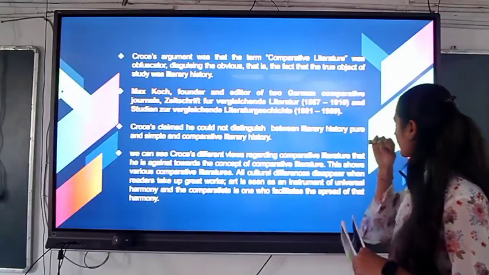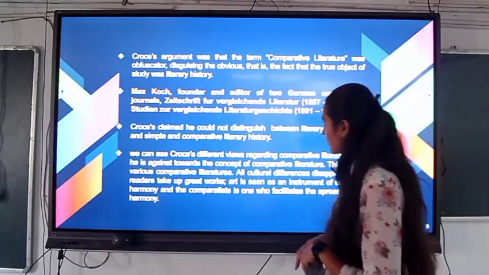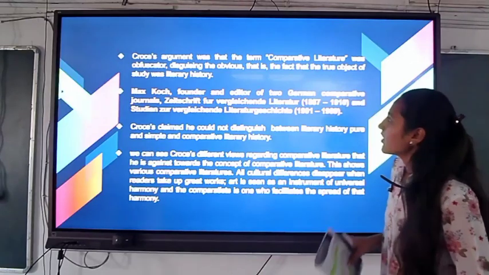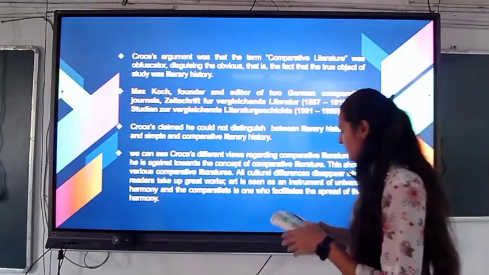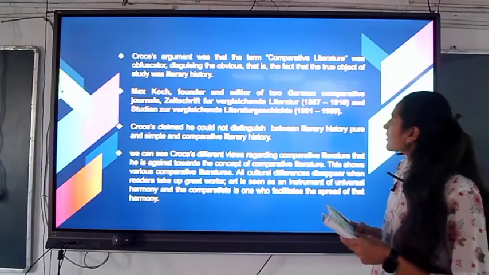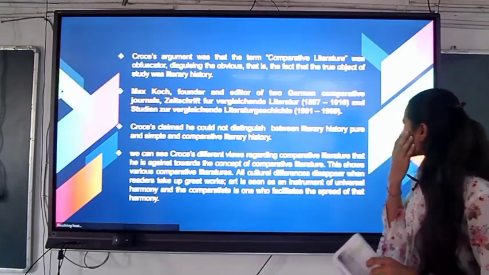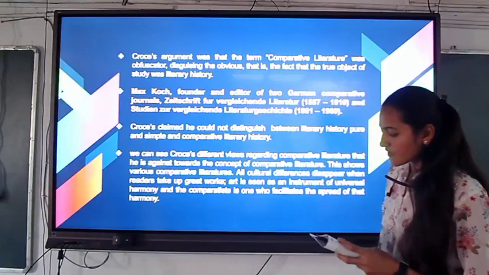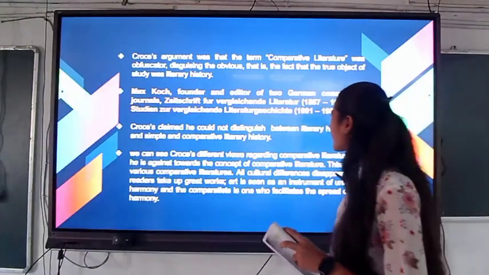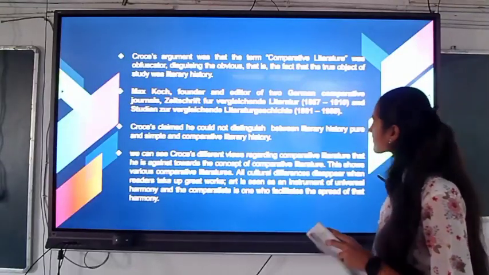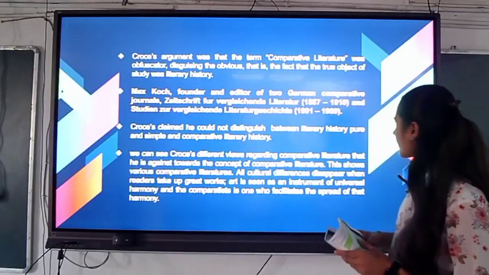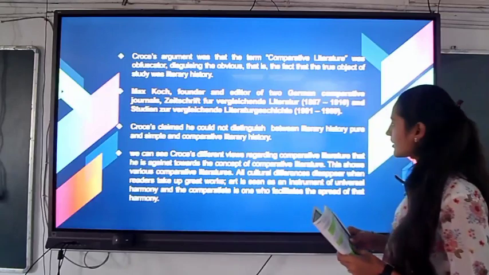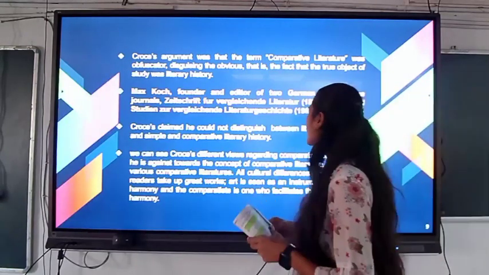And another, Max Koch, founder and editor of the German comparative journals, the Zeitschrift für vergleichende Literaturgeschichte in 1887 and 1910, and another second journal, Studien zur vergleichenden Literaturgeschichte, 1901 and 1909. He claimed he could not distinguish between literary theory, pure and simple, and comparative literary history.